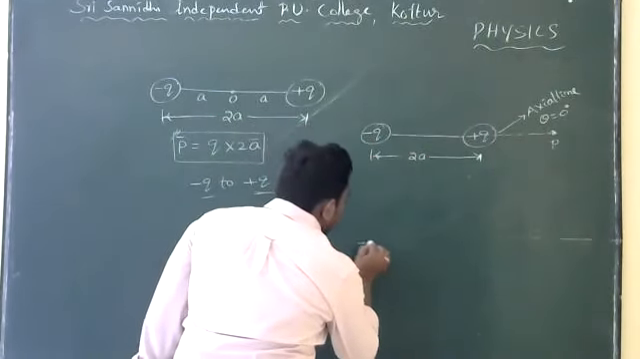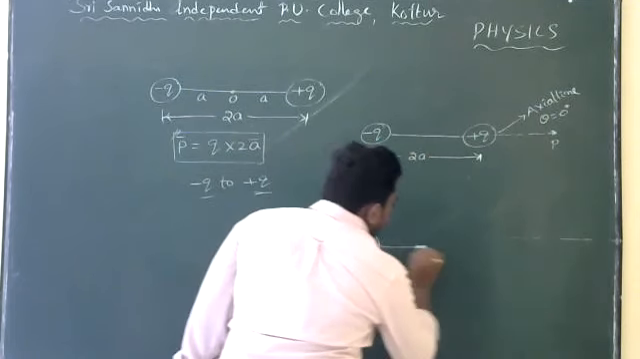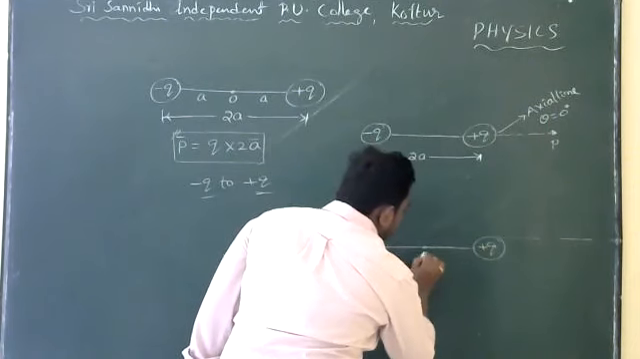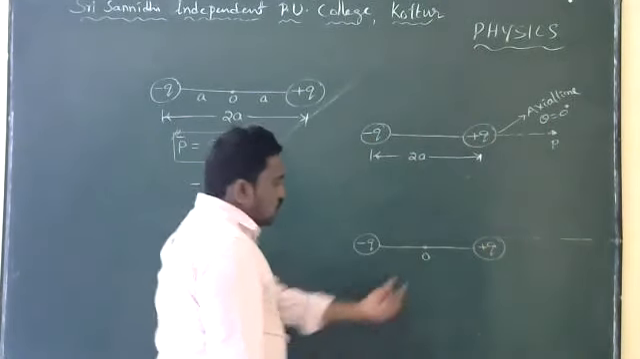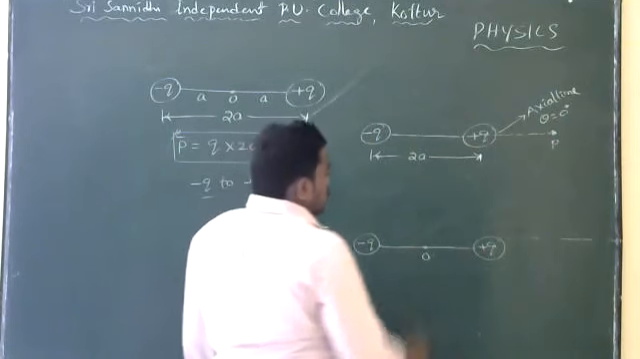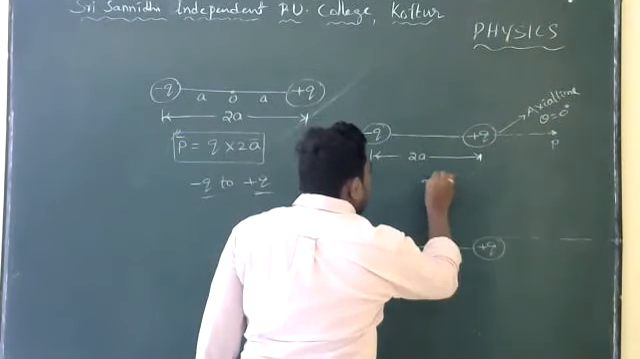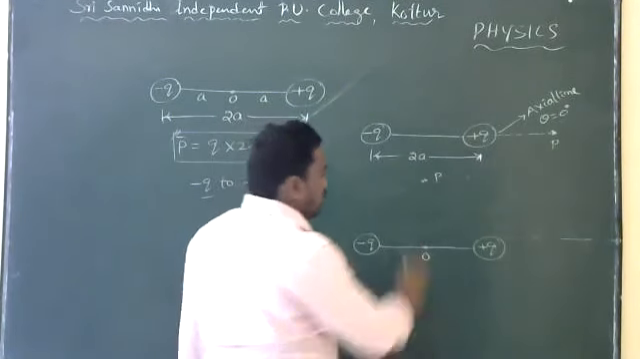Next is the equatorial line. This is the minus q charge and this is the plus q charge. These two charges are separated by the distance 2a. O is the center of the dipole and this is the point P. Now we want to find the intensity of the electric field at point P.